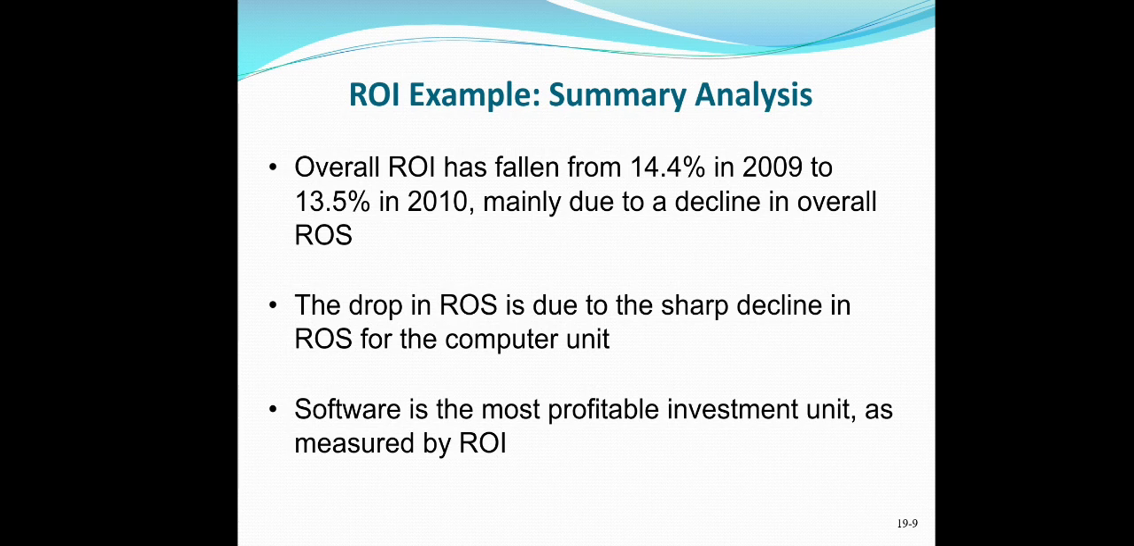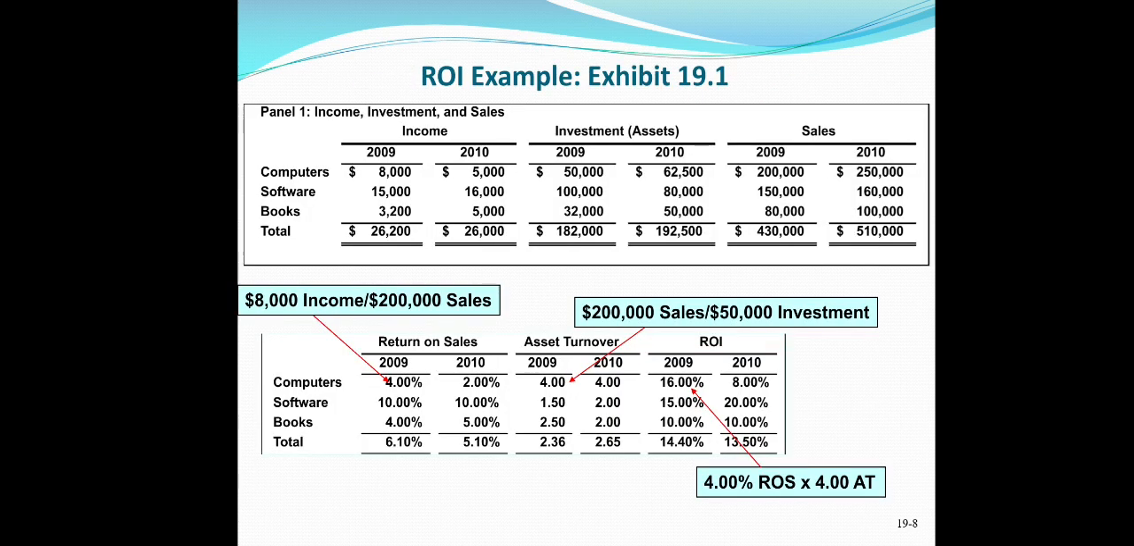Okay, the summary analysis. The overall ROI has fallen from 14.4% in 2009 to 13.5% in 2010, mainly due to a decline in overall ROS. We can see here the ROI in year 2009 is 14.4%. In year 2010, it decreased to 13.5%, so almost 1% drop.